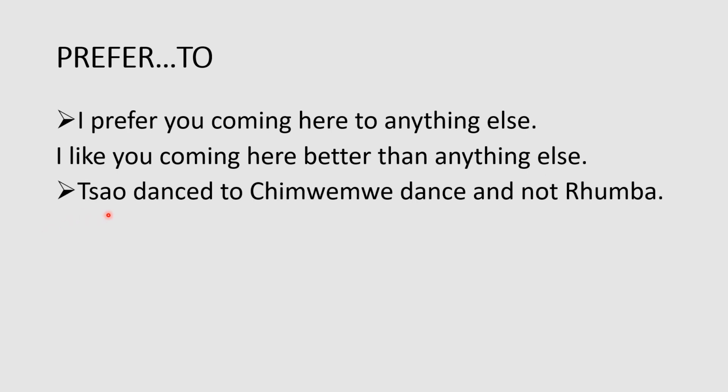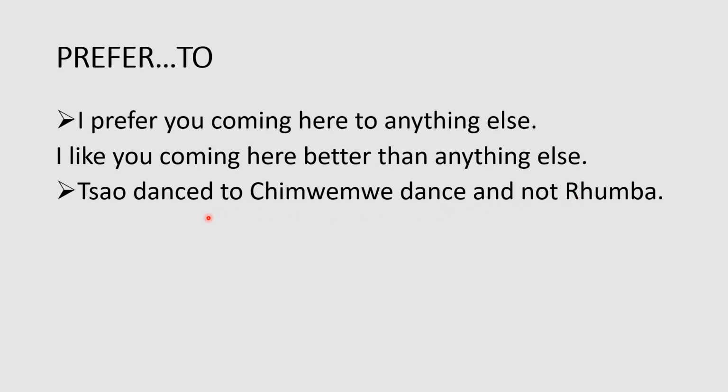What about this one? Tsao dance to Chimwemwe dance and not Rumba. They want us to rewrite this using prefer to. Here we can see like, we can see love. So how do we rewrite it? First, we need to understand the sentence. This sentence shows that this person dances to Chimwemwe dance and not Rumba.